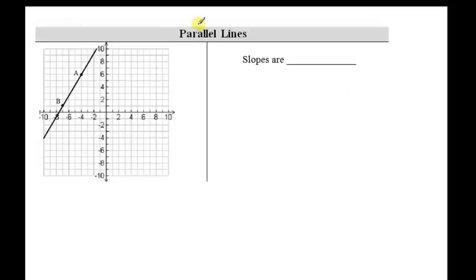Now, parallel lines have a special property, and it's in their slopes. It makes sense. If we have parallel lines, that means that one line runs along the same direction as the other line, and they always stay the same distance apart. And in order to do that, if these are going to be running parallel to each other, they have to stay at the same steepness or the same slope. So slopes for parallel lines are equal.